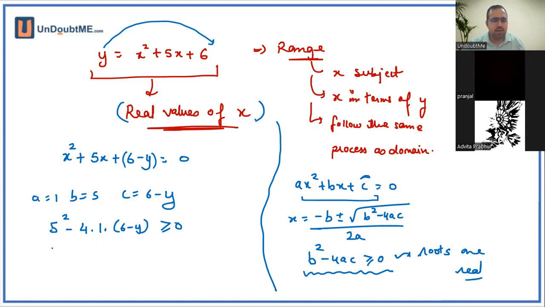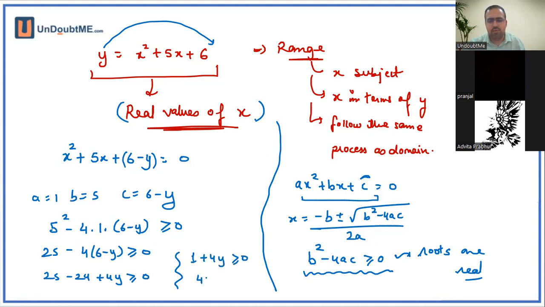And then after that, we will get 25 minus 4 times 6 minus y greater than equal to 0. This is just an inequality, not a quadratic. Okay, let me open the bracket. So 25 minus 24 plus 4y greater than equal to 0. 25 minus 24 is 1. So 1 plus 4y is greater than equal to 0. And that will give me 4y greater than equal to minus 1.